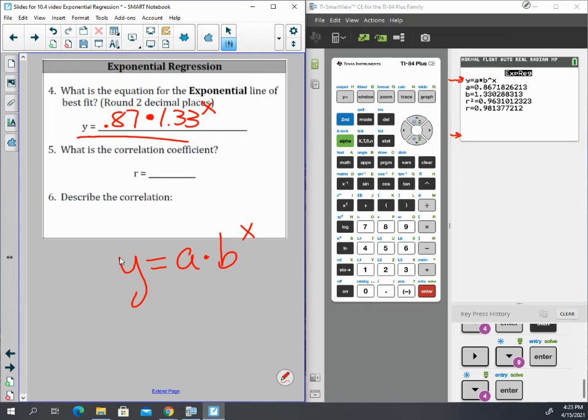This also gives us a correlation coefficient right here, our R. This is for our exponential regression. Our correlation coefficient is 0.981. If we went 3 places like we did before, 0.981. That is also a positive and very strong correlation.